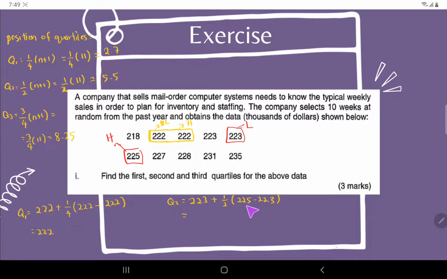Okay, H minus L here is 2. 2 times 1/2 is equal to 1, and then 223 plus 1 is equal to 224. Okay, this is the value of Q2.